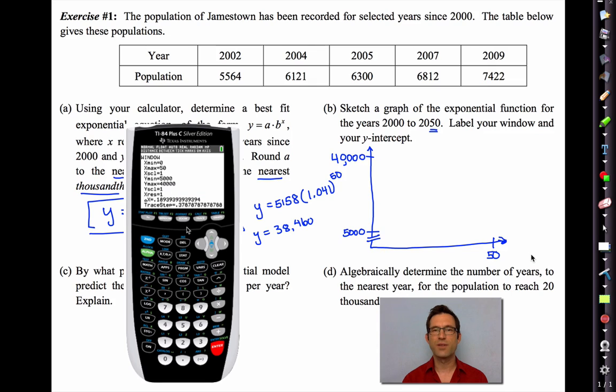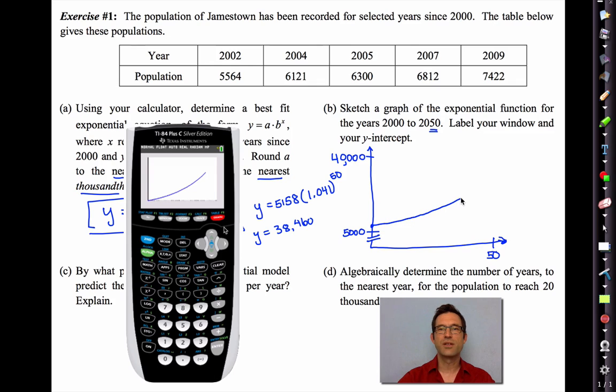All right, you ready? Let's hit graph. We get the classic exponential curve. Let me see if I can reproduce it. Oftentimes it'll look very linear at first, then it'll start to bend. It says label your window and your y-intercept. We've got the window labeled, but let's throw that y-intercept on there, 5,158.